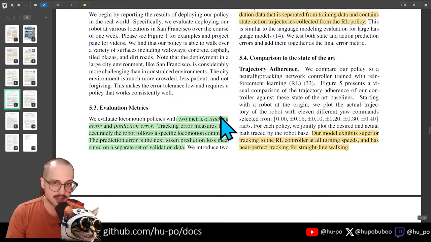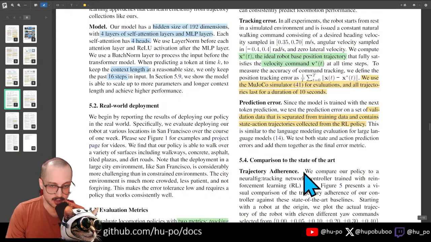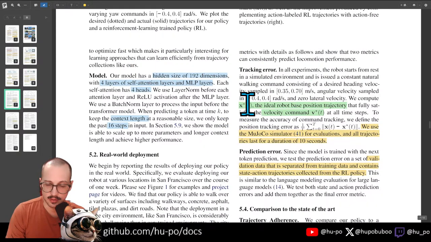Okay. Evaluation. They're going to be evaluating this using tracking error and prediction error. Tracking error measures how accurately the robot follows a specific locomotion. Prediction error is the next token prediction. Okay. I don't think this is necessarily worth going into.